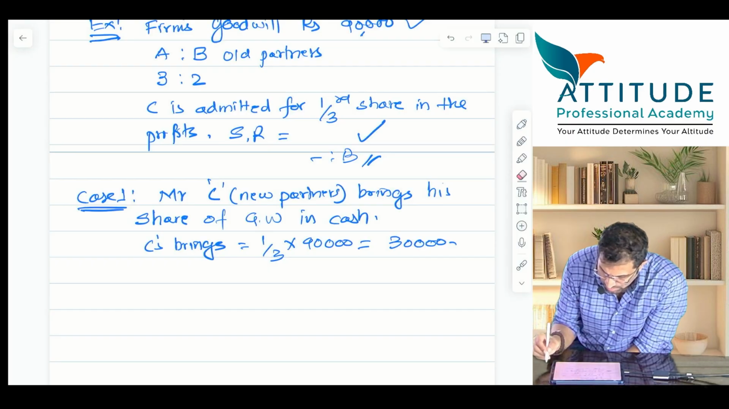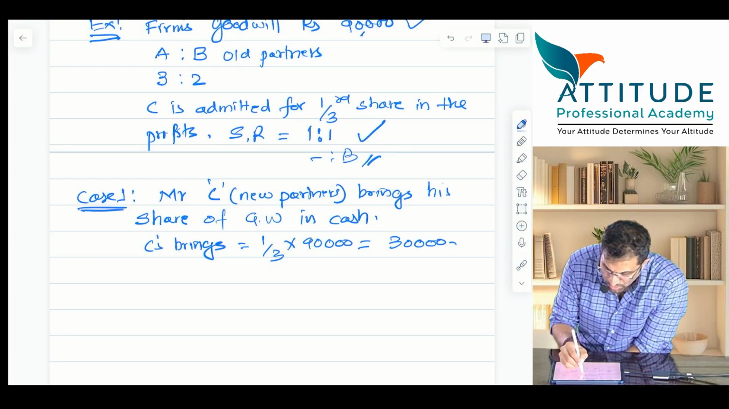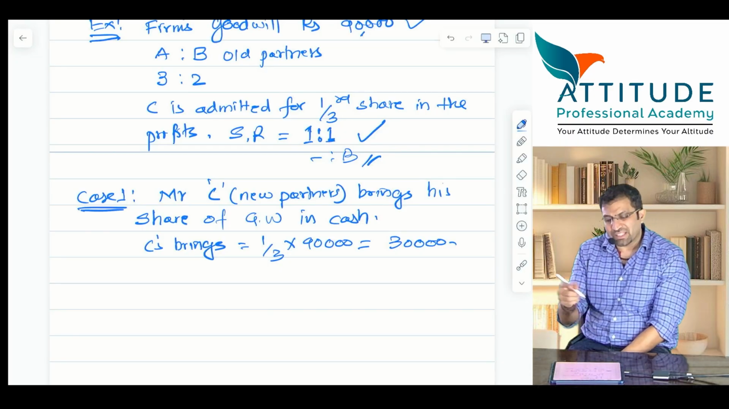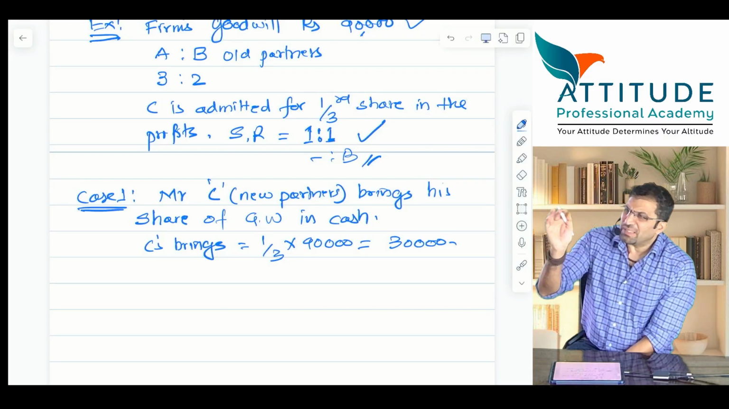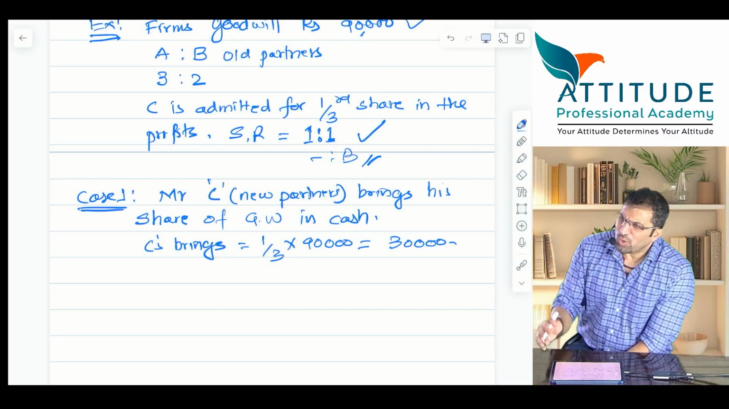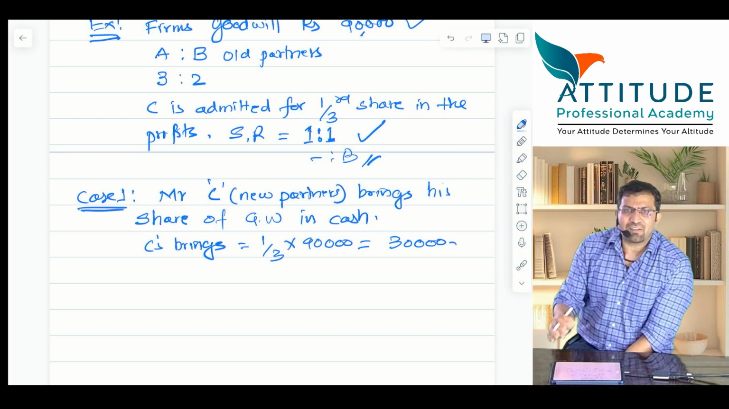Sacrifice ratio. Let us assume it is given as equal, say 1:1. Change this a bit, otherwise 3:2 means you'll remember it as the old ratio only. Let us assume they have sacrificed equally. What is the problem? No problem. They have sacrificed in the ratio 1:1.